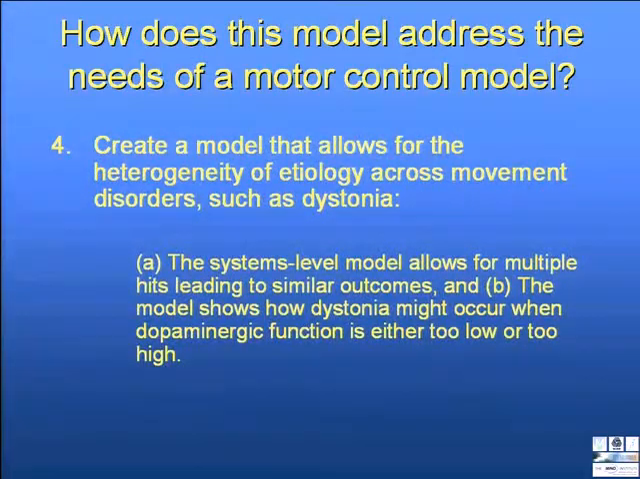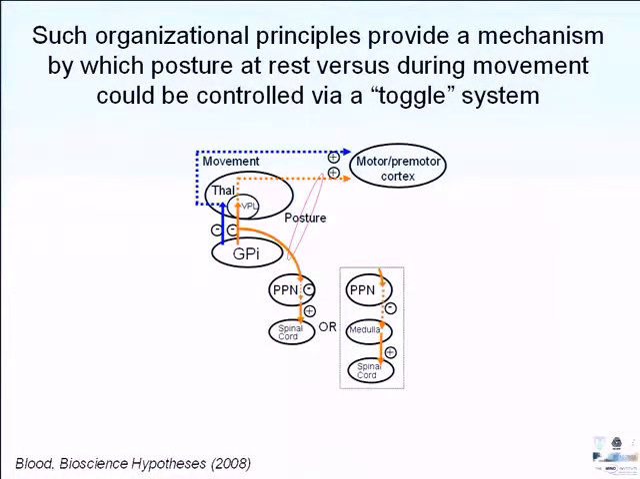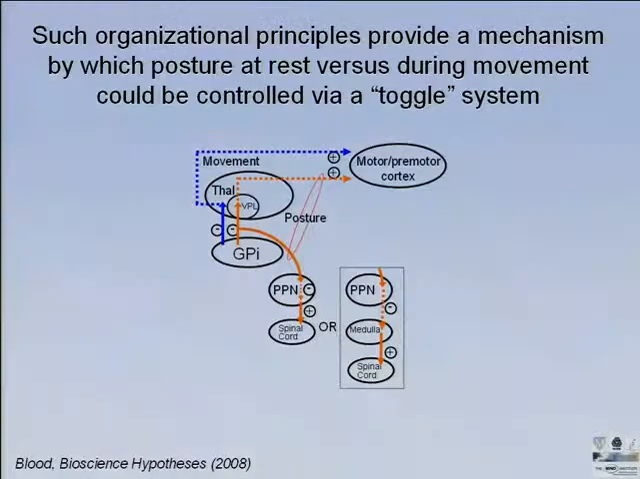So finally, the model allows for the heterogeneity of etiology across movement disorders. As I said before, it allows for multiple hits leading to similar outcomes because it's a systems level model. It also shows how you can get dystonia, for example, both when dopamine levels are too high and too low. So I'm going to quickly run back to this one again. I mentioned that in Parkinson's, when their medication is at its peak and at the end, you can get dystonic symptoms. And you can argue from this that if you have too much or too little dopamine, which is what is driving the function of this neuron here ultimately, if you get overamplification of this output program or this output program, in either case, you could get dystonia.